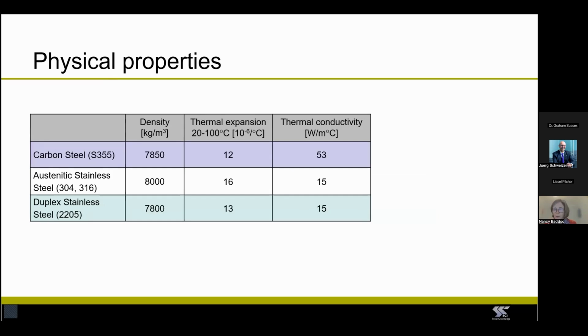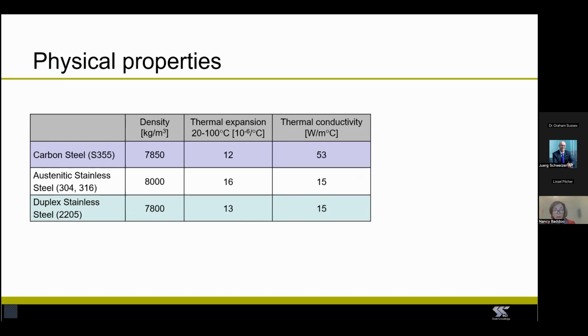Let's look now at the physical properties. And it won't surprise you that they are going to be different from carbon steel because of the different chemical composition. So the coefficient of thermal expansion for austenitics is about 30% higher than that for carbon steel. So where you have carbon steel and austenitic stainless steel used together, the effects of differential thermal expansion should be considered in design.